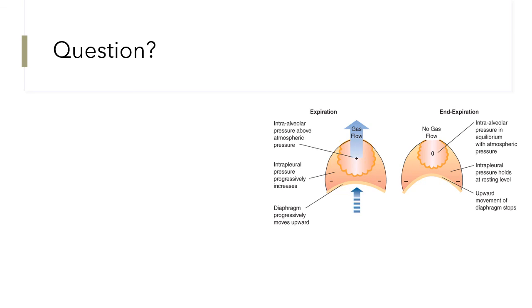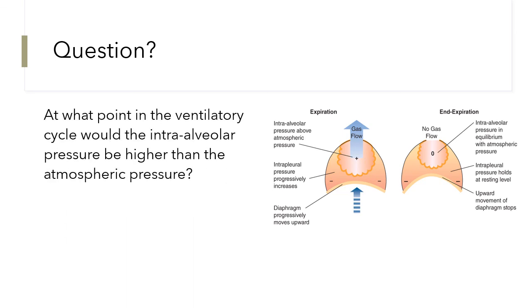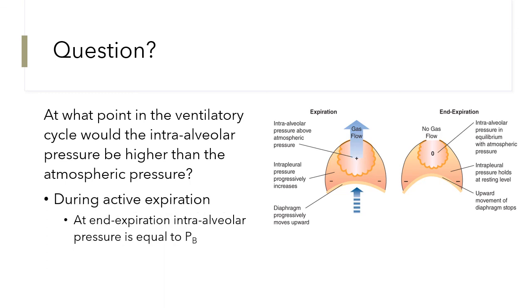So I have a question for you. At what point in the ventilatory cycle would the intraalveolar pressure be higher than the atmospheric pressure? It's during active expiration, because by the time you get to end expiration, the intraalveolar pressure is equal to barometric.